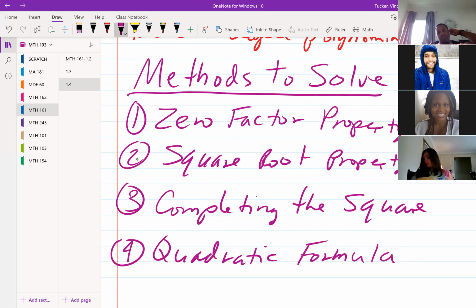All right, so the methods to solve in this section will be the zero factor property, the square root property, completing the square, and the quadratic formula.